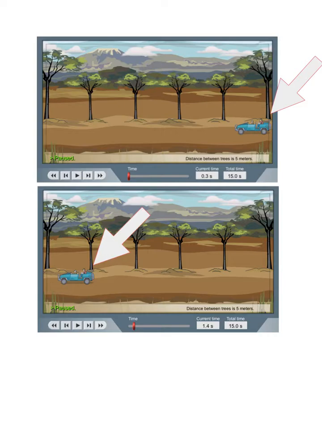Now, some time passes, the car keeps driving and driving, and I took my next screenshot when the car was lined up exactly on the same spot on the tree with the bar at the back, exactly at the same location, and this is at 1.4 seconds. Now I'm going to be able to use this information to figure out a ratio.